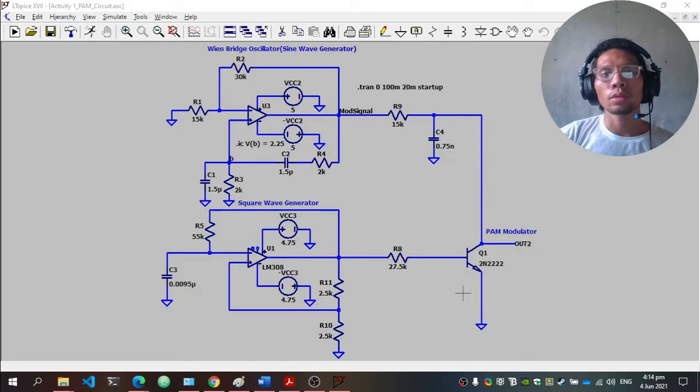Hi, my name is Roland Martinez, and this is a video demonstration of the pulse amplitude modulation circuit using the LTSpice. And the circuit that you are seeing in the monitor right now is the preview of the PAM circuit, and in this video you will see the design and simulation of the result of the pulse amplitude modulation circuit.